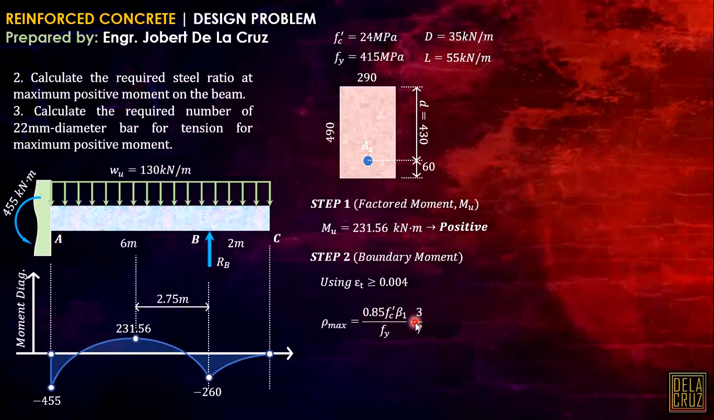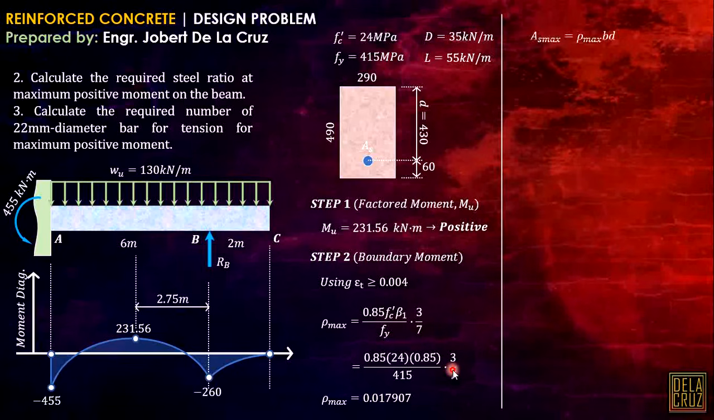Okay, so 0.85 f'c, that one, and just simply substitute the values and we have this rho max. Now take note, boundary moment yung kukunin natin. So kunin muna natin yung As max. Of course, rho should be maximum, rho bd, that is the As max.